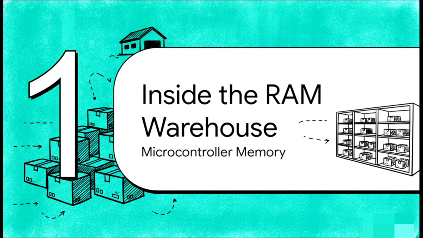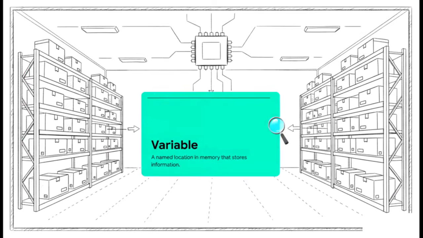Section 1. Inside the RAM warehouse. Formally speaking, a variable is just a named location in memory that stores information. But to make this visually attractive and easy to picture, let's imagine the microcontroller's RAM as this massive physical warehouse. In this setup, every single variable you create gets its very own physical, labeled storage box right there on a shelf, and it's designed to hold your data safely until the system actually needs it.